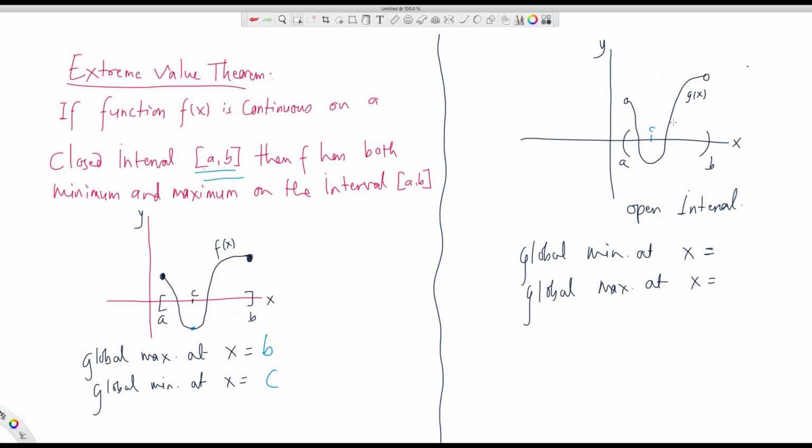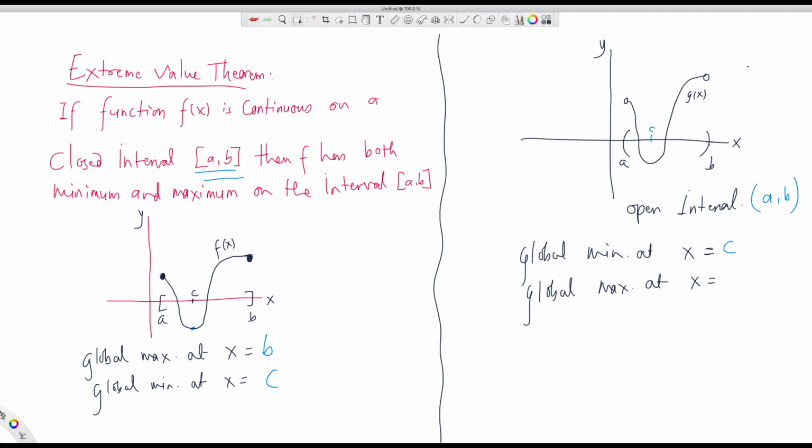But if the function is not continuous, or if the function is continuous only in an open interval, then you cannot guarantee that the global max and global min lie in that interval. For example, in this figure, the function is continuous in the open interval (a, b), right? Here you have a parenthesis. So what is the global min? The global min exists at x equals c, because at x equals c it has the lowest point. But the global max does not exist here, right?